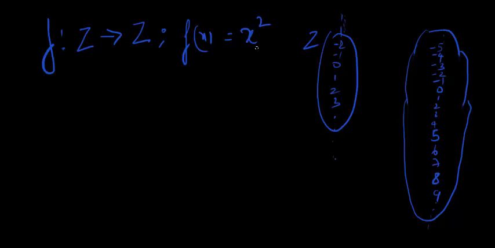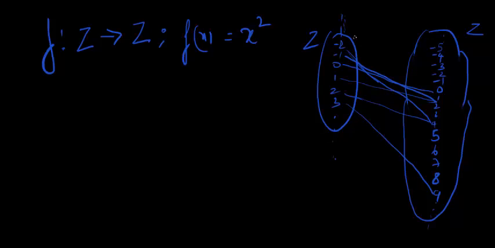Okay, now take an element from the first set, which is the set of integers, and connect it to the square of it on the second set, which is again the integers. So the square of 0 is 0, so it will get connected to 0. The square of 1 is 1, isn't it? The square of 2 is 4. The square of 3 is 9. Okay, now let's look at the negative numbers. The square of minus 1 is 1, correct? And the square of minus 2 is going to be 4, and the square of minus 3 is going to be 9.